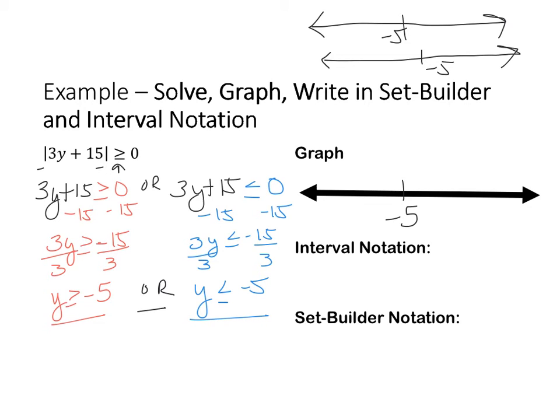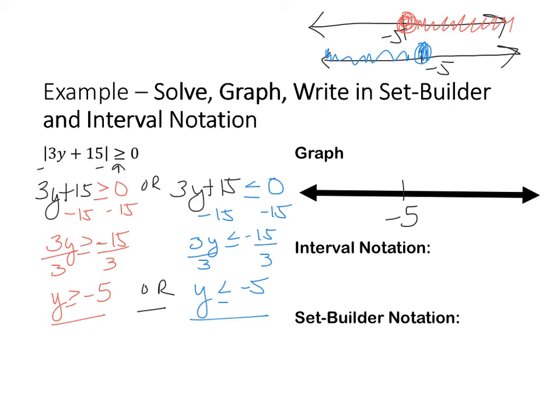Now let's graph each one of these individually and let's see what happens on our final graph. So first of all, my first one, I have a closed dot at -5 and my arrow points to the right, so I shade to the right. And then for my second inequality, x is less than or equal to -5, I have a closed dot at -5 and it's shaded all the way to the left.